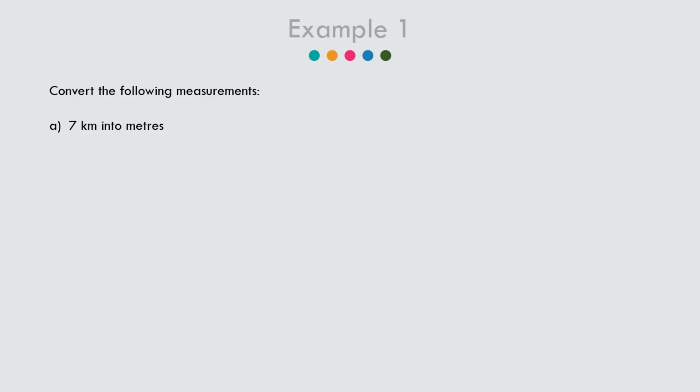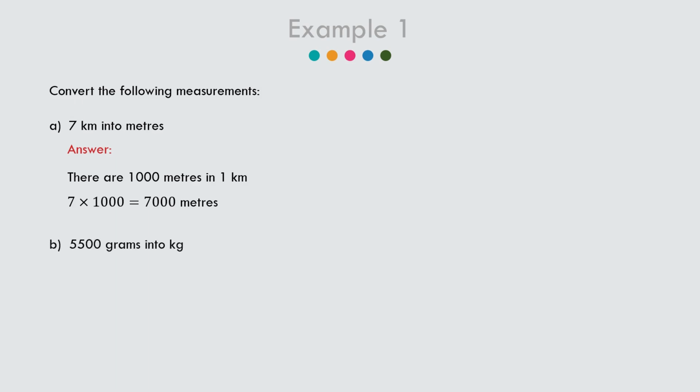Question A. Convert 7 kilometers into meters. We know that there are 1,000 meters in 1 kilometer, so that means that for every kilometer there are 1,000 meters. So all we need to do is multiply 7 by 1,000 to get our answer, 7,000 meters.